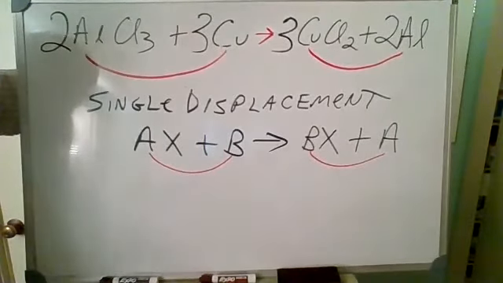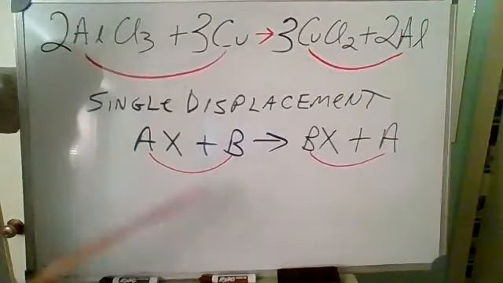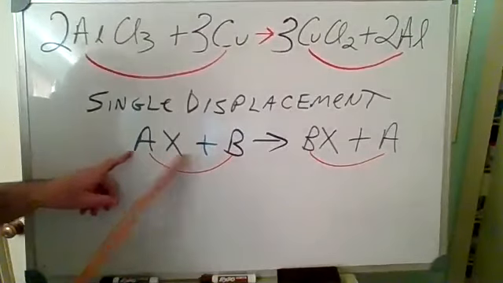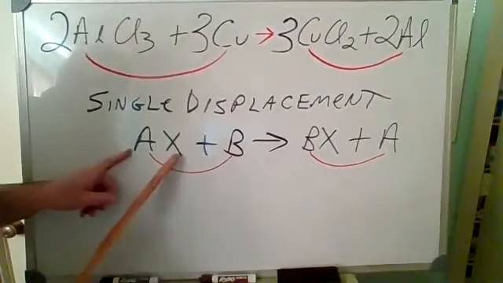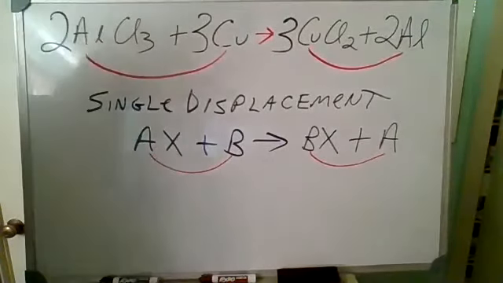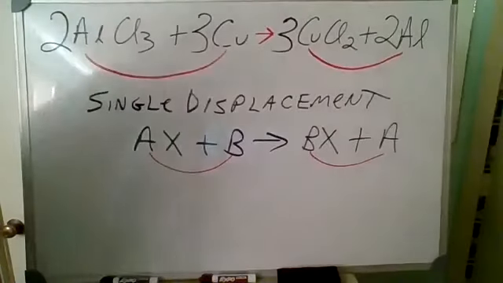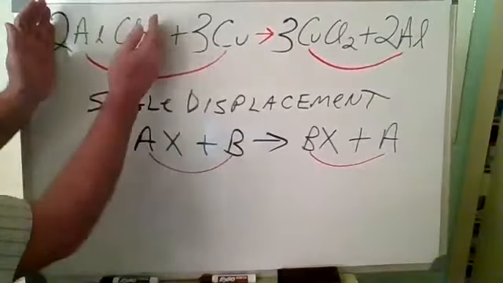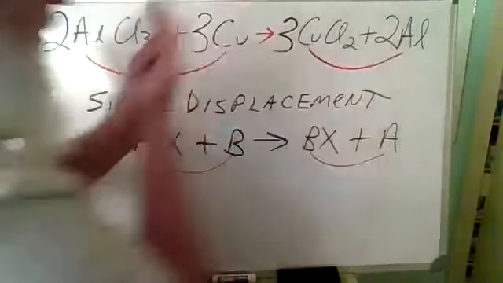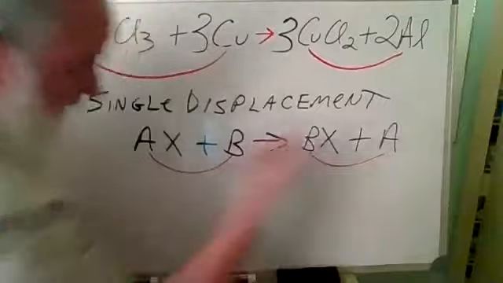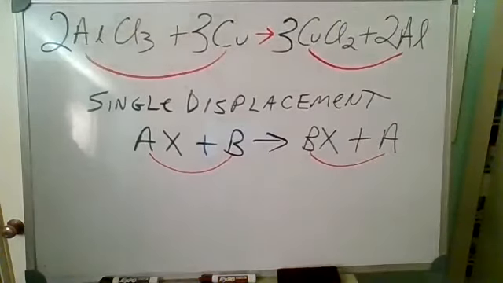But what's a good way to spot a single displacement? You'll never remember this, but it contains a pure element and an ionic compound on both sides. That's an easy way to spot a single displacement reaction. But you ain't going to remember that. You should be able to just draw these little loops to help guide you.